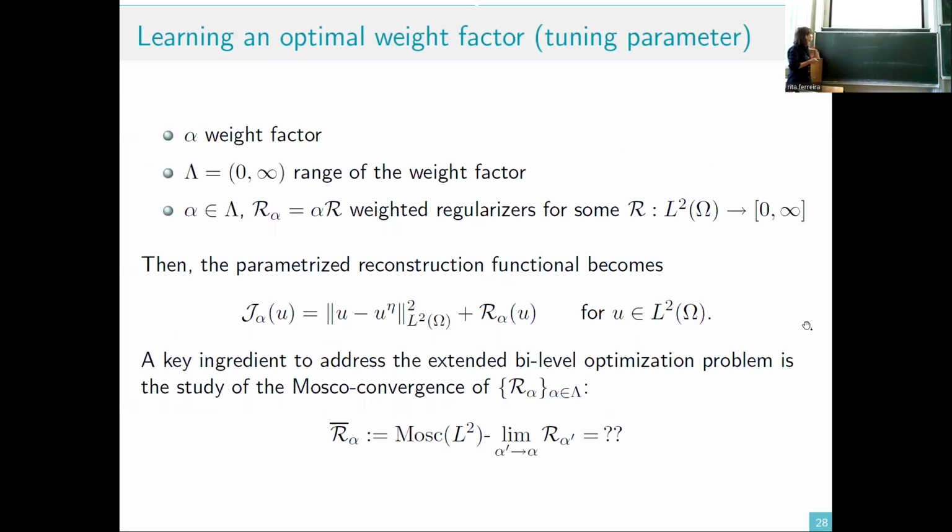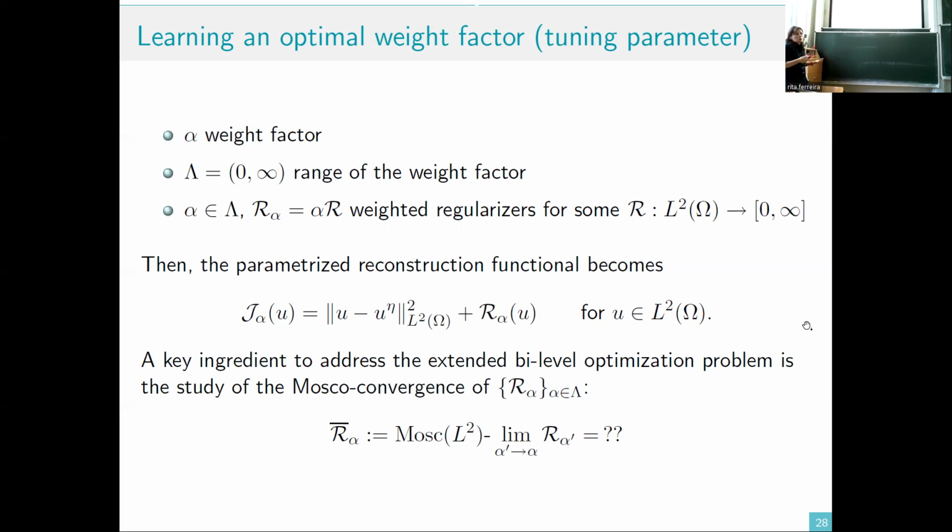Let me start when we are learning an optimal weight factor. So here we are going to call it alpha, the same way as in TV, because it works in a very similar way. The range of the weight factor is from 0 to infinity, excluding the extreme cases. And this weight parameter is a multiplicative constant factor in the regularizer, okay? And then these are the reconstruction functionals as before.